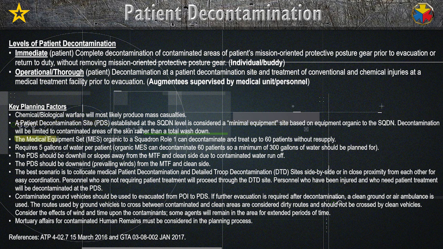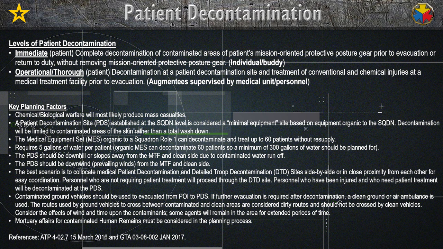The medical equipment set, organic to a Role 1 medical platoon, can decon and treat up to 60 patients without resupply. Approximately 5 gallons of water per patient is required, so a minimum of 300 gallons of water should be planned for. The decon site should be downhill and downwind away from the medical treatment facility and clean side.